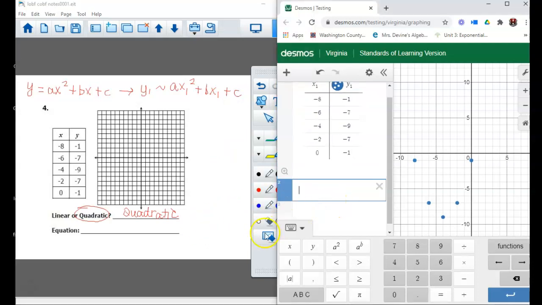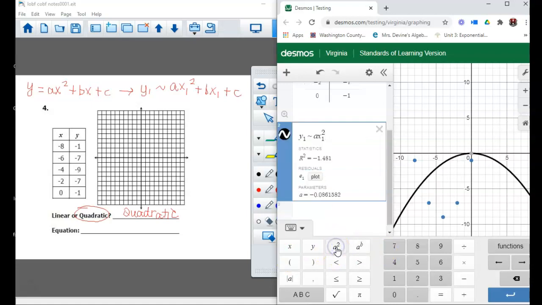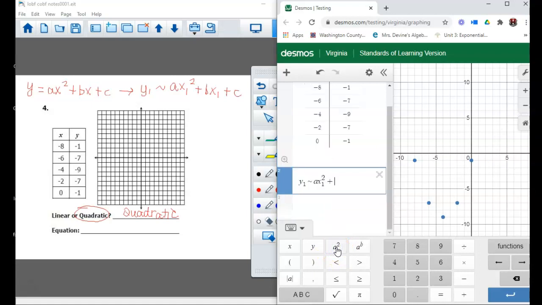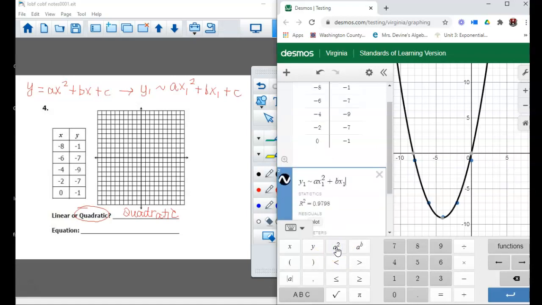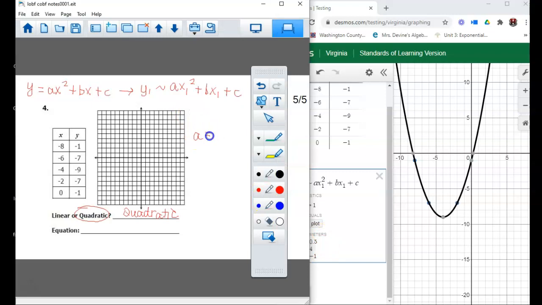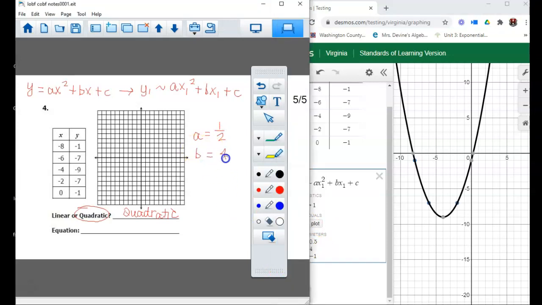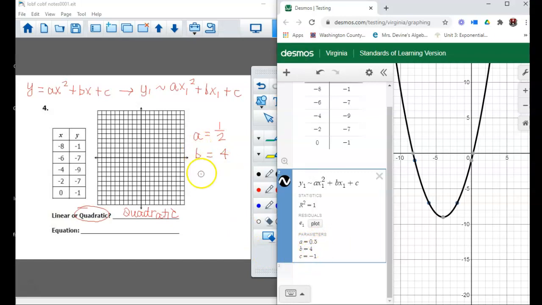All right, so let's go over here and let's type that in. So y1 squiggle, ax1, and I'll use my little a squared right here to get that, plus bx1 plus c. All right, so I've got my numbers right here. I know that my A is 0.5, which is 1/2. I know that my B is 4. And I know my C is negative 1.